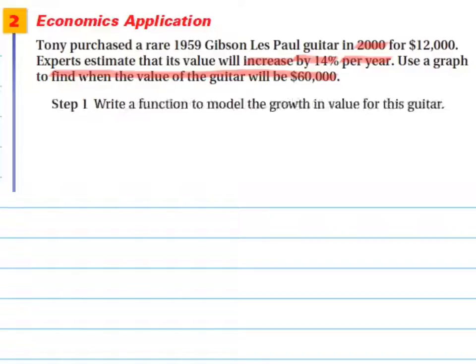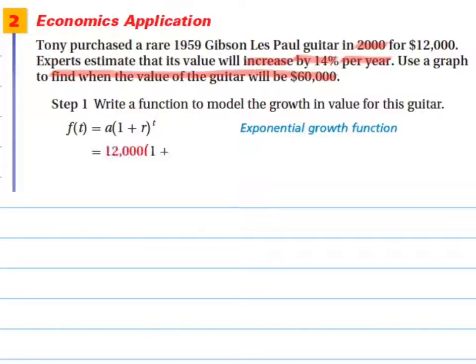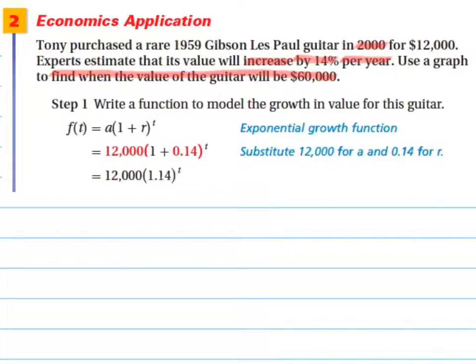So if we start with our little formula that I defined in the previous slide, the initial amount, A, is going to be $12,000. The rate of increase is 14%. We're going to change that to a decimal, 0.14. We don't know when, so T is really the variable that we're looking for. And the ending amount is 60,000.